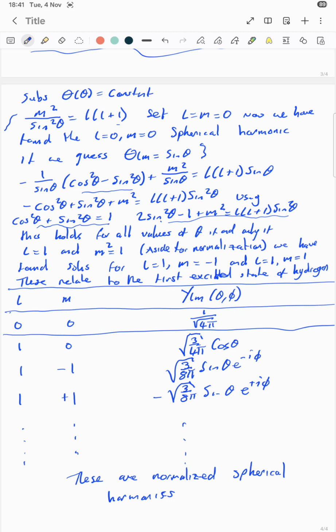And just for show, these are the first few spherical harmonics here, with L and m values 0, 0, then 1, 1, 1, 0, 1, minus 1, and so on. You can see basically, and I've just dotted it going down here because there's obviously a lot more.